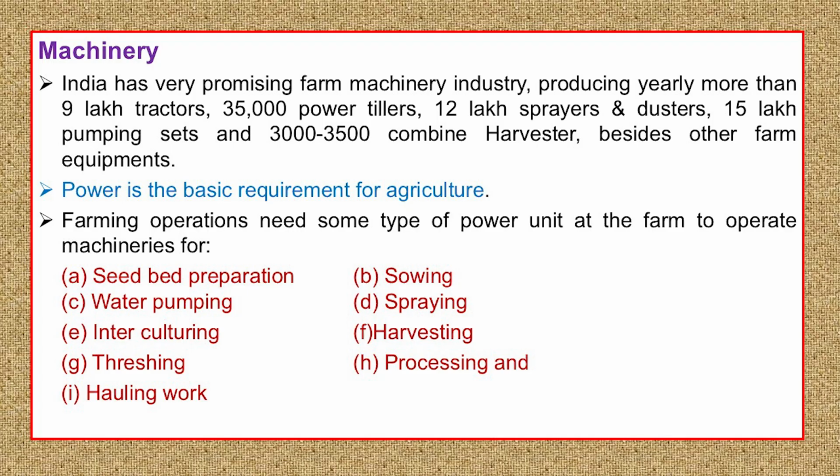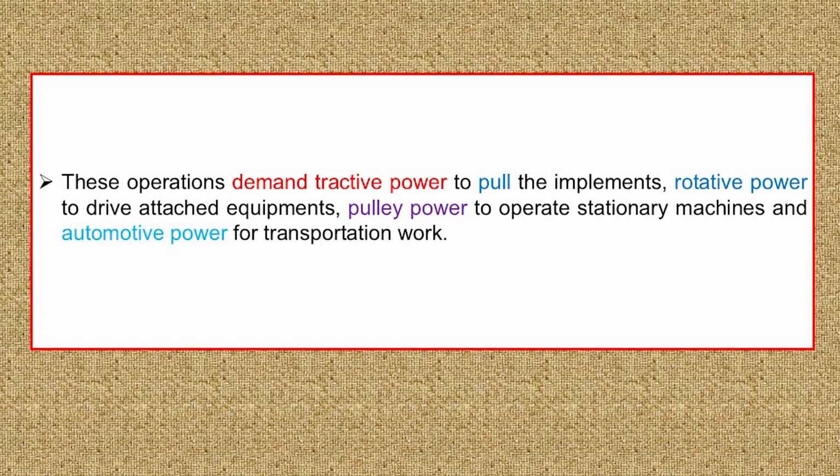We also need power for transportation, to move and pull trolleys. These are the various stages at which we require energy or power in farming operations. These operations demand tractive power to pull the implements, rotary power to drive the attached implement, pulley power to operate stationary machines, and automotive power for transportation work.